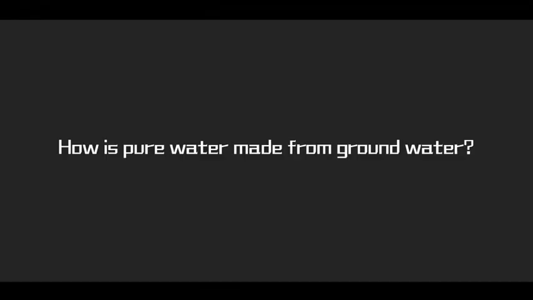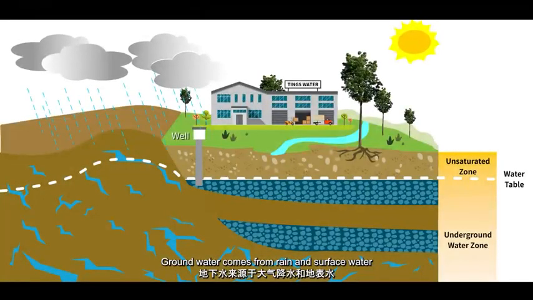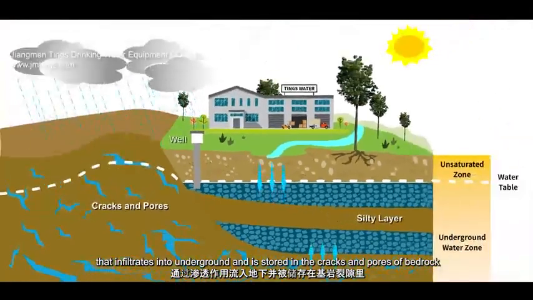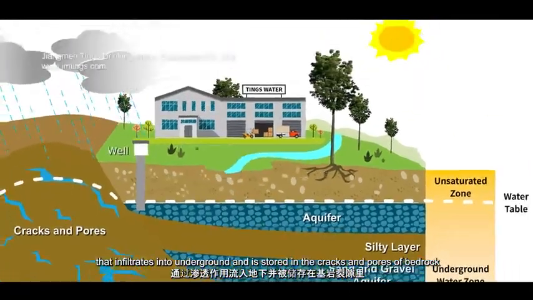Hey guys, today we'll talk about how pure water is made from groundwater. Groundwater comes from rain and surface water that infiltrates underground and is stored in the cracks and pores of bedrock.